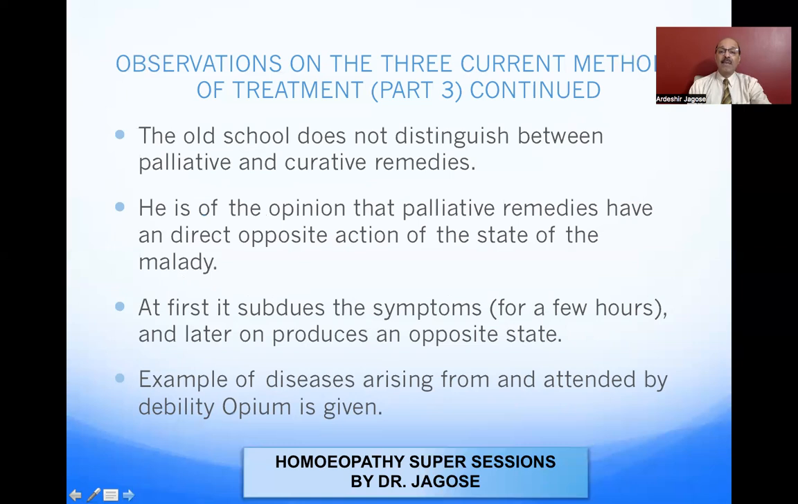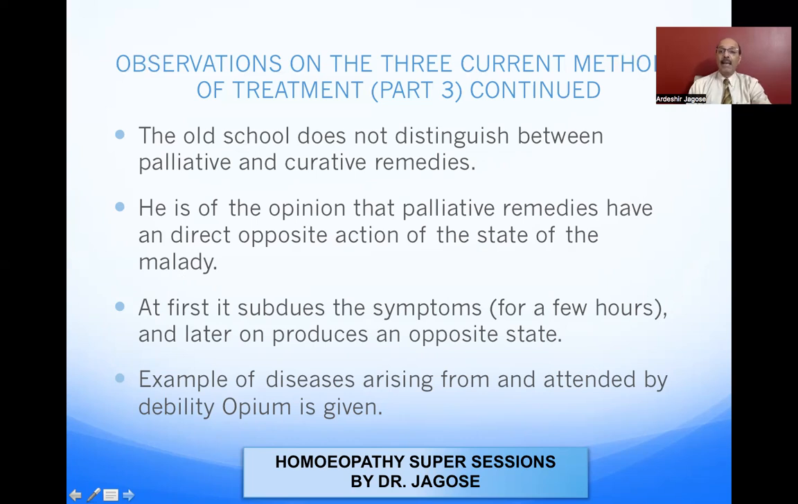The old school does not distinguish between palliative and curative remedies. They are of the opinion that palliative remedies have a direct opposite action to the state of the malady. At first, they subdue the symptoms for a few hours and later on produce an opposite state. For example, in diseases arising from and attended by debility, opium is given. So the old school does not distinguish between palliative and curative remedies. So whatever disease is there, the palliative remedy will be based upon the opposite action.